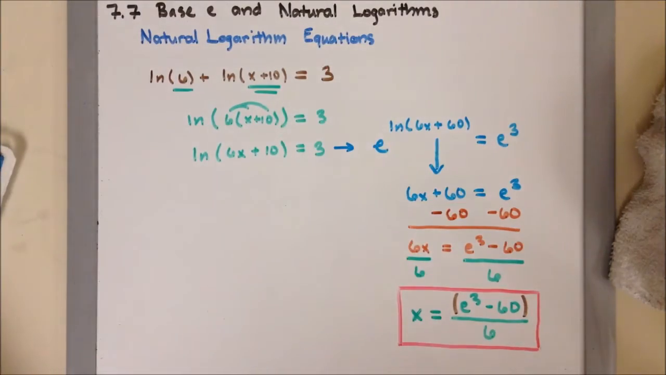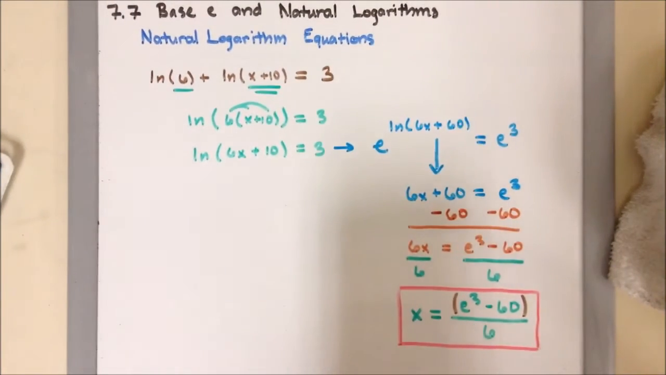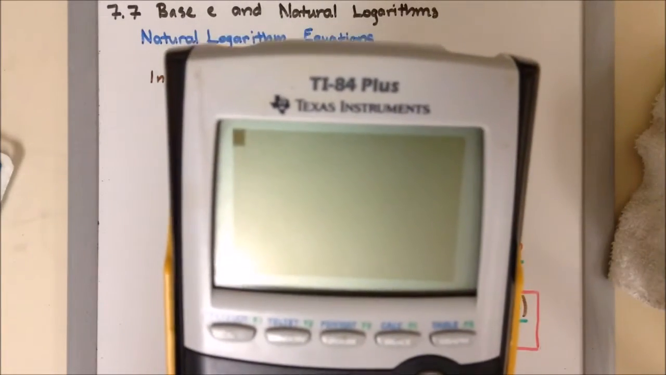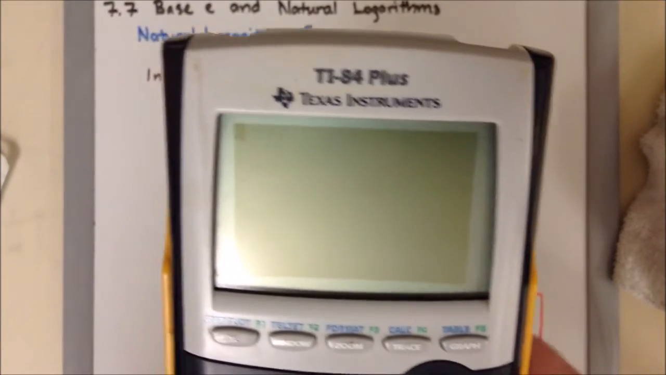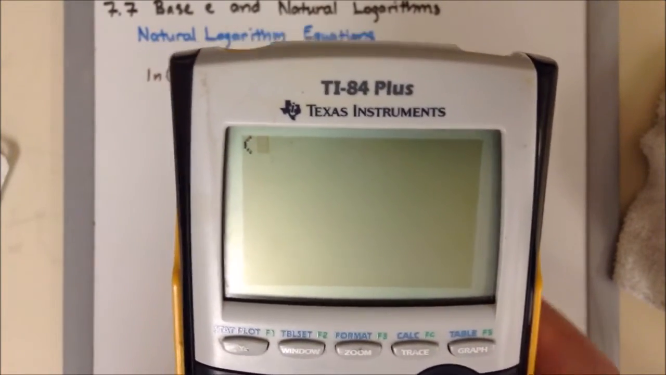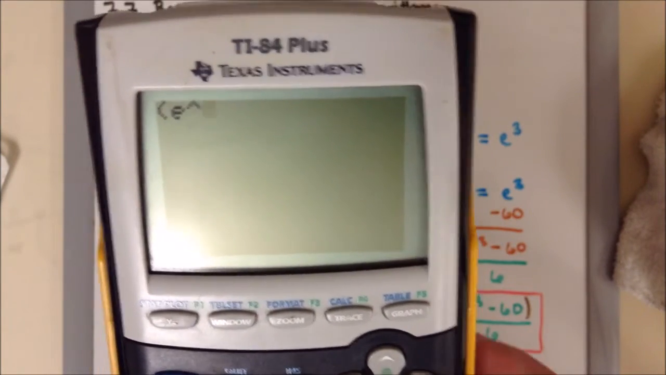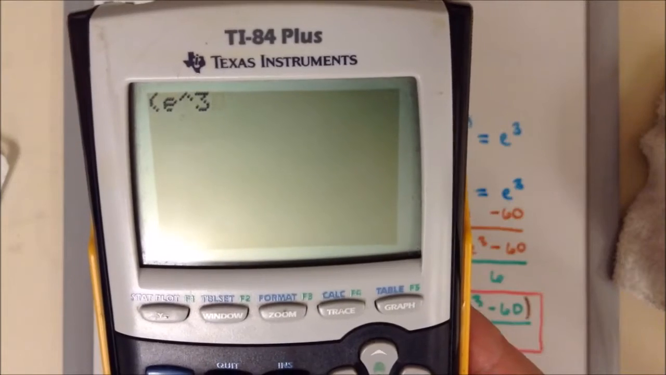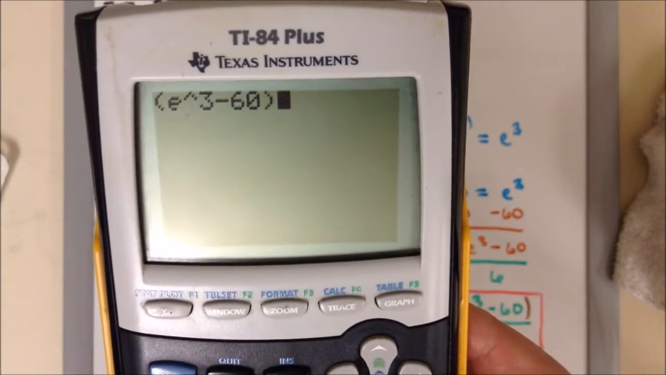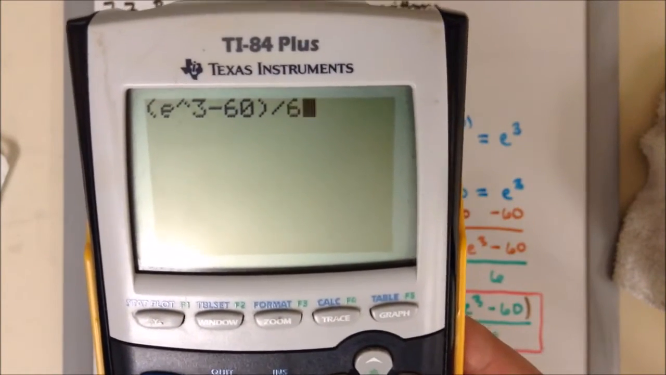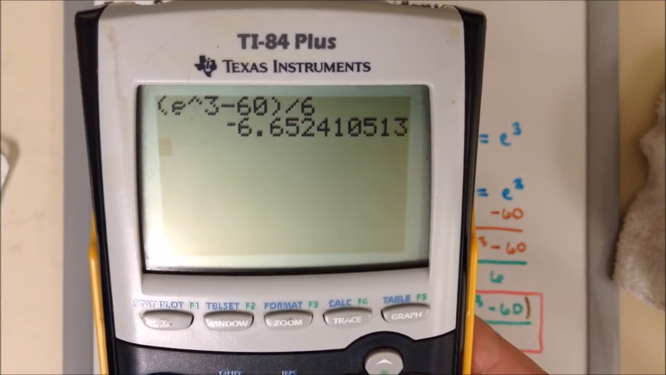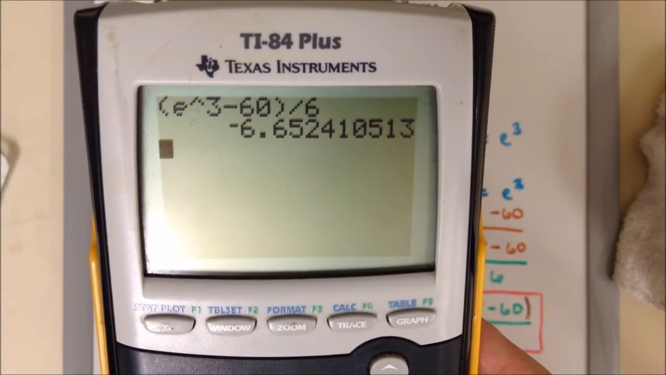And here's why. So, say that, again, you were to type this into the calculator. So here's the scientific calculator. Just like how I wrote, I put parentheses, my e constant, raise it to the third power, minus 60, close parenthesis, divided by 6. This will be my answer, negative 6.6524.